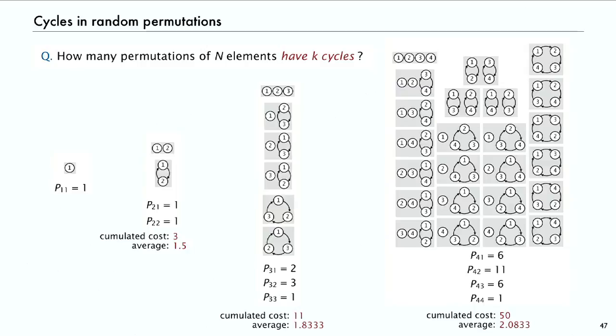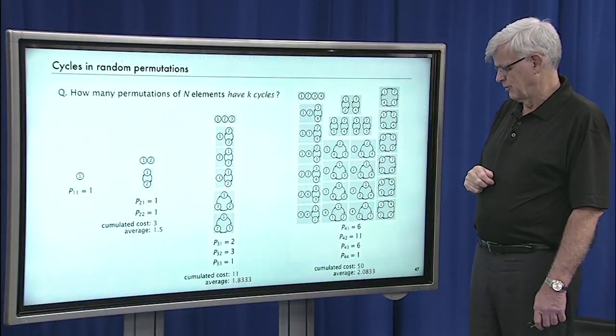So for example, the number of permutations of 3 elements with 1 cycle, there's 2 of them, the 2 at the bottom. The number with 3 cycles, there's just 1, that's the one at the top, and the other 3 have 2 cycles. Similarly, we get this distribution 6, 11, 6, 1 for permutations of 4 elements, and we can compute the cumulated costs and the average, 1.5, 1.8333, 2.0833. That's the average number of cycles in a permutation of 1, 2, 3, and 4 elements.